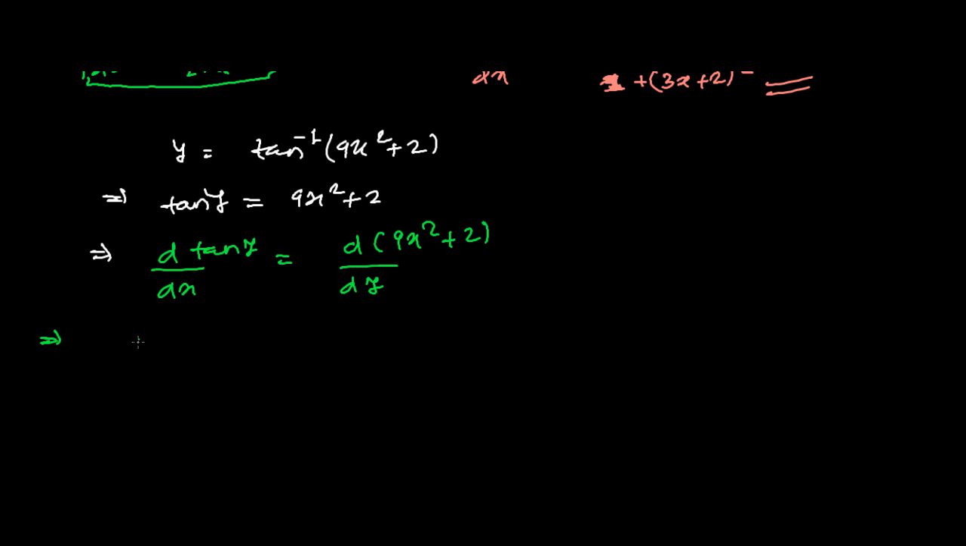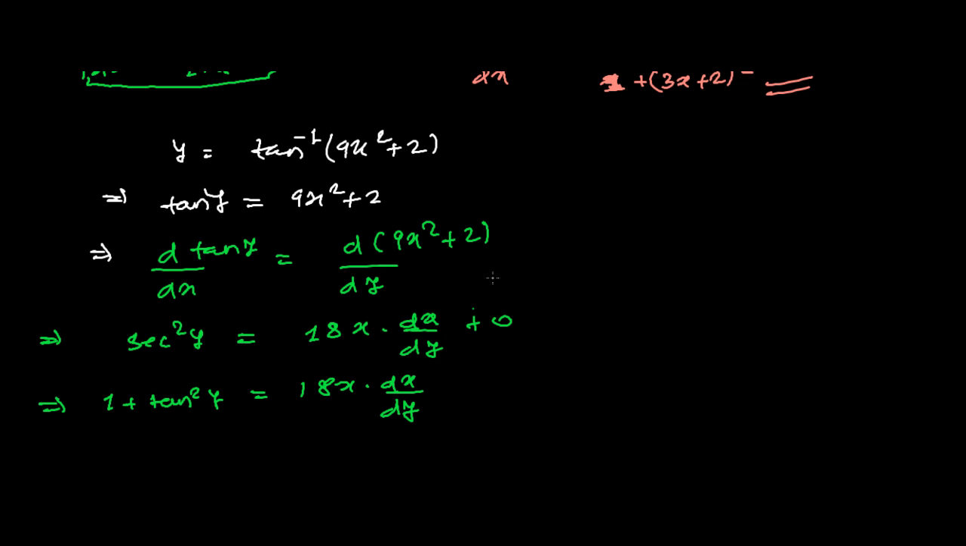The derivative of tan y will be sec square y, and the derivative of 9x squared with respect to y will be 18x times dx over dy, and the derivative of 2 will be 0. So sec square y we can write as 1 plus tan square y, that is 18x times dx over dy. And we know that tan y is actually 9x squared plus 2. So 1 plus (9x squared plus 2) whole square equals 18x times dx over dy, and we need to find the dx over dy.